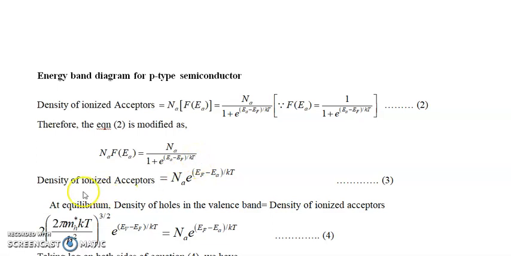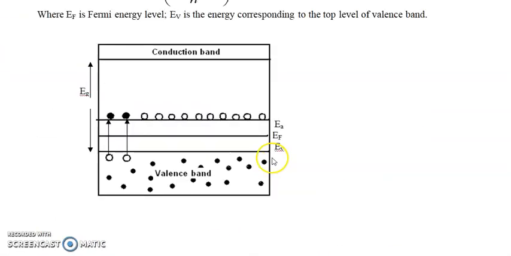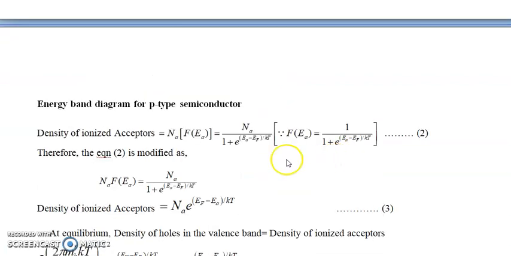So this is the density of ionized acceptors. Now we want to simplify this denominator, the e^((Ea − Ef)/kT) term, and compare it with the 1. From the figure, Ea − Ef is definitely positive, so e to the power of a positive value gives a large positive value. Compared to this, the 1 is negligibly small, so we leave it out.